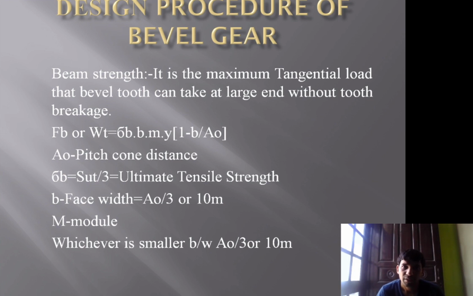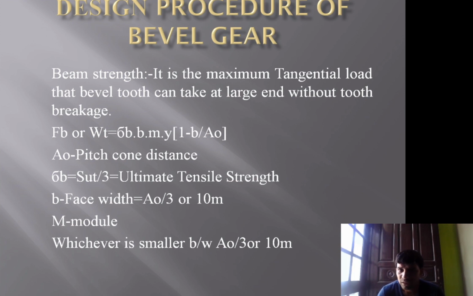So what is the design procedure for bevel gear? You already know that first of all we have to design the bevel gear from beam strength. So what is beam strength? It is the maximum tangential tooth load that a bevel tooth can take at the large end without tooth breakage. The formula for beam strength is sigma b times b times m times y times bracket 1 minus b divided by a naught bracket closed, where a naught is the pitch cone distance.